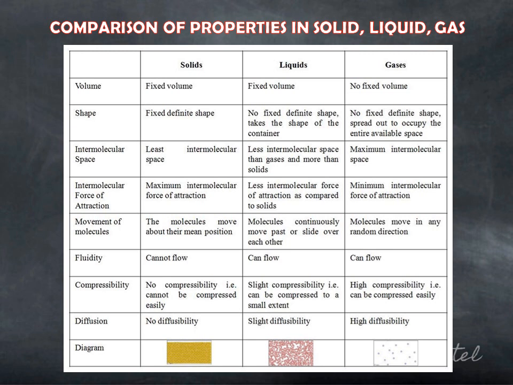Fluidity. Solids cannot flow, liquids can flow, and gases can flow. Compressibility: solids have no compressibility, that is, they cannot be compressed. Liquid, slight compressibility, it can be compressed to a small extent. Gases, high compressibility, that is, they can be compressed easily. Diffusion: solids have no diffusibility because there is no intermolecular space. Liquids, slight diffusibility, and gases, high diffusibility.